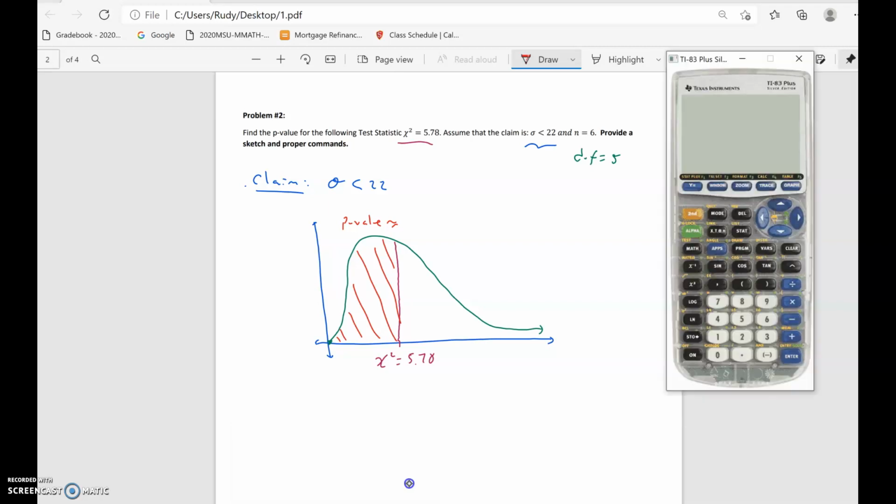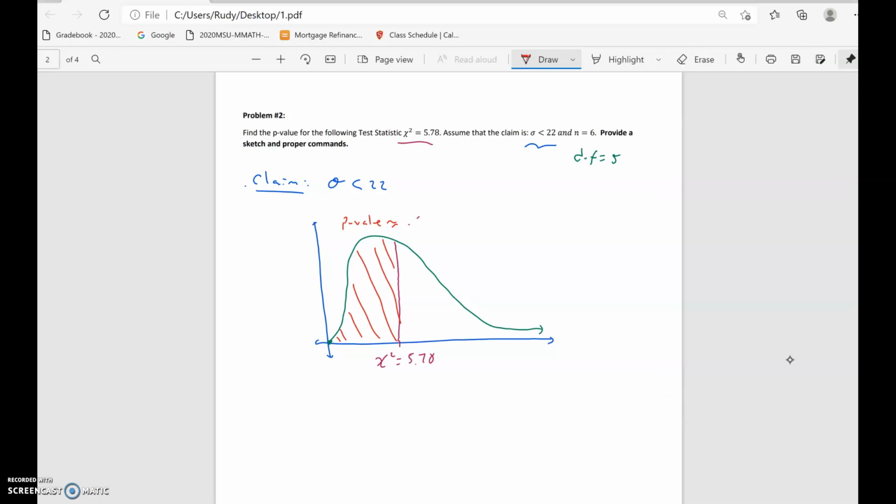So for the remaining problems, I'm just going to use the calculator since we do have that command. So 2nd distributions, and then the chi-square CDF. Now this one's going to start at 0, comma, and it's only going to go to 5.78. And then it's going to have 5 degrees of freedom. That's actually it. So your p-value is going to be 0.6718. I'm rounding to 4 decimal places.